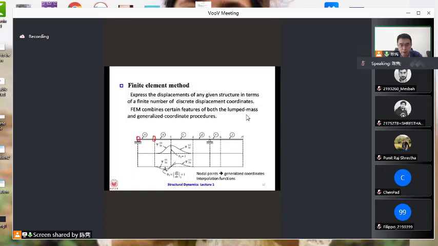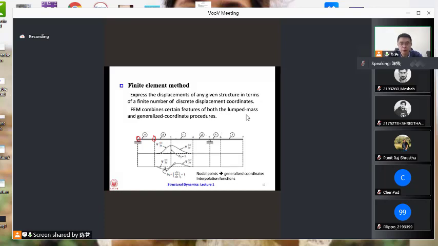So it has the advantage of the lumped mass method. We use only limited locations, limited joints. And between these joints, between three and four, we assume the shape function beforehand. And the shape function is applicable, is tenable for all the segments, which means for this segment, and for this segment, they use the same shape function.